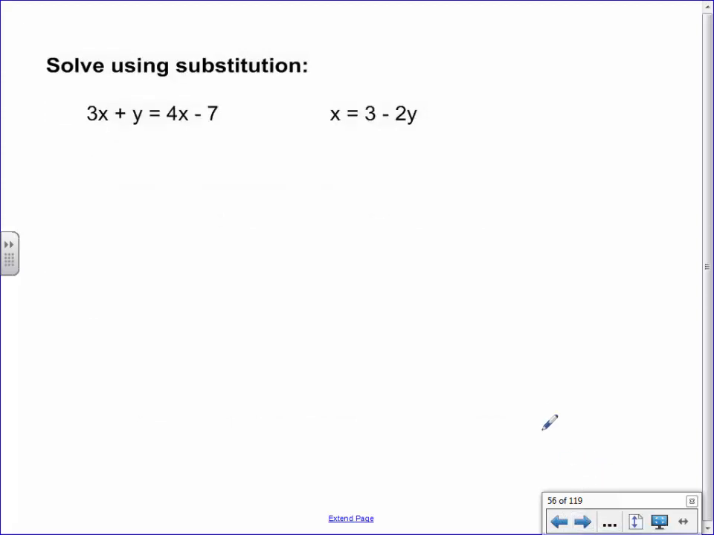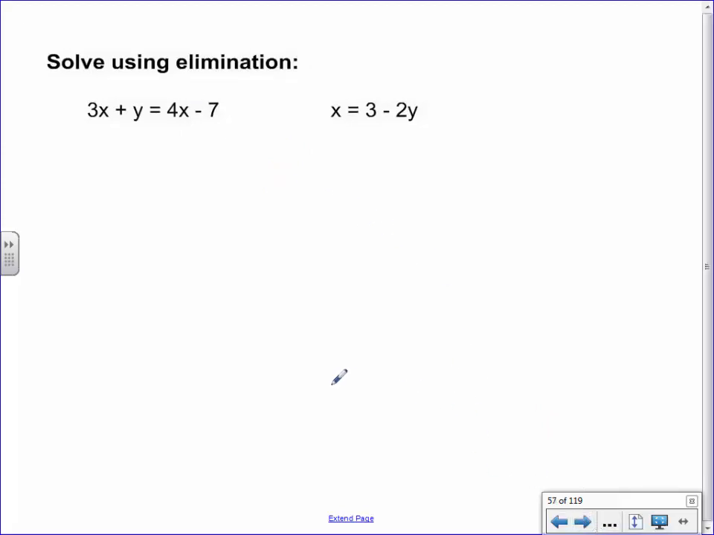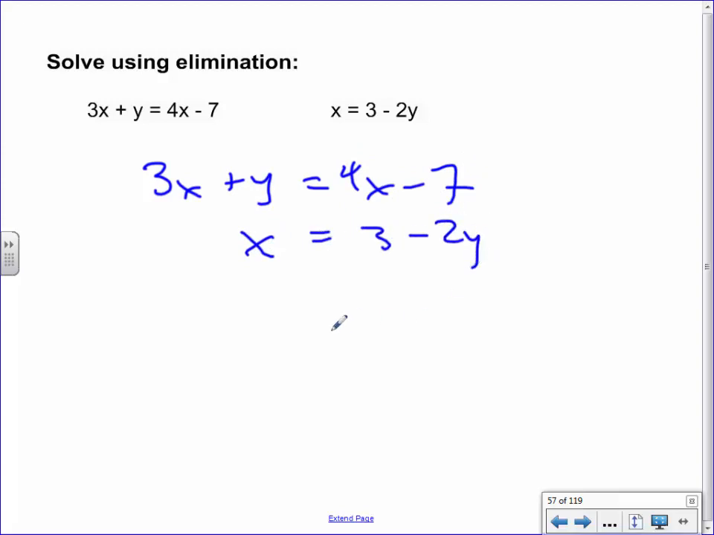So we already did this one here using substitution. So let's skip this slide. Why don't we do this one here and let's try solving using elimination. Here's how this might look using elimination. I'm going to write them directly on top of each other. I'm going to write 3x plus y equals 4x minus 7. And then I'm going to write x equals 3 minus 2y. I'm going to write them right on top of each other.